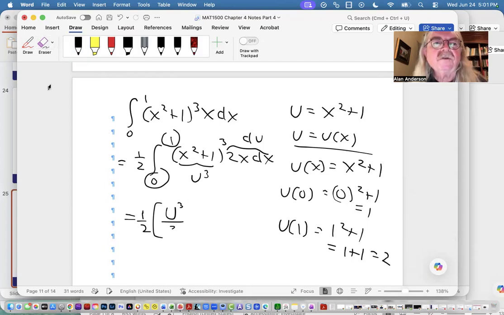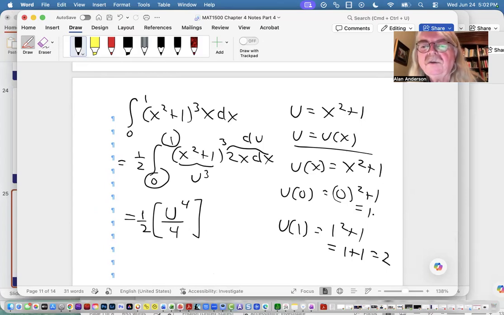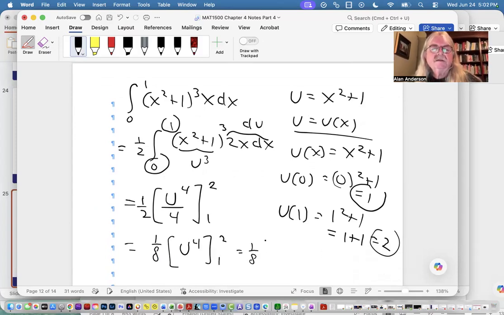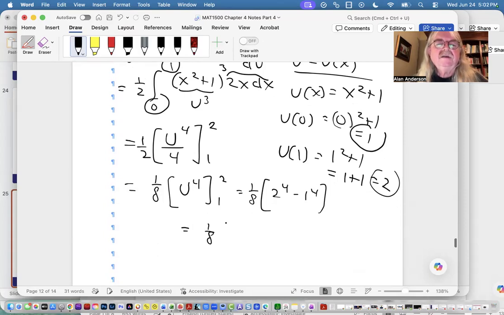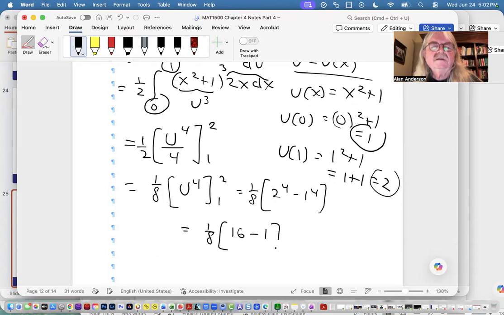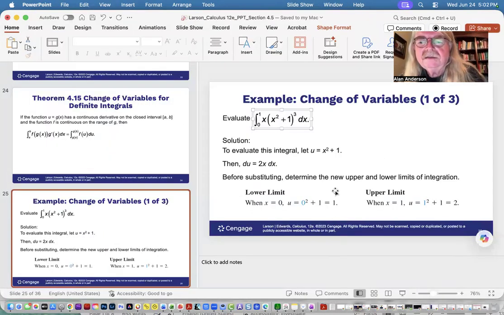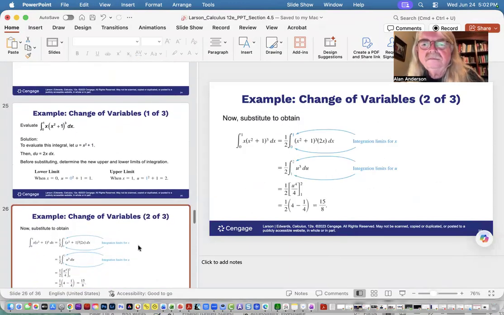Wait, sorry, it's u cubed. It becomes u to the 4th over 4, by the power rule, that is. But the limits of integration are not 0 and 1. They're now 1 and 2. So that's really the big change. Okay, so then we're going to have 1/8, and then we have 15 over 8. Okay. And that's our final answer.